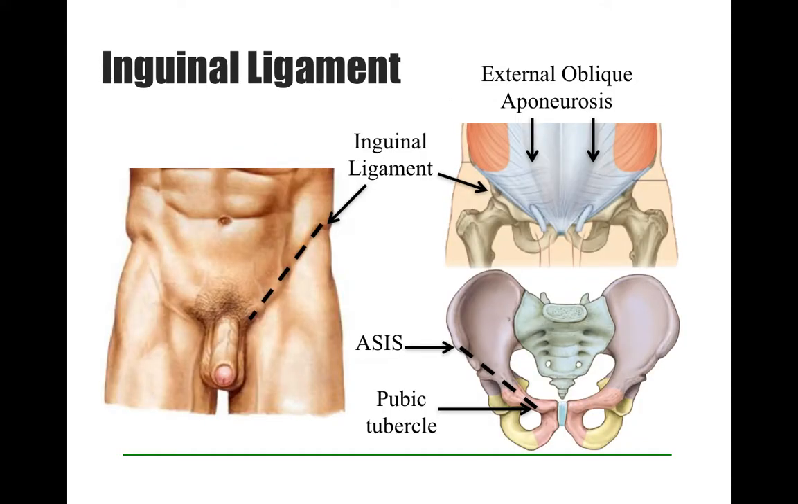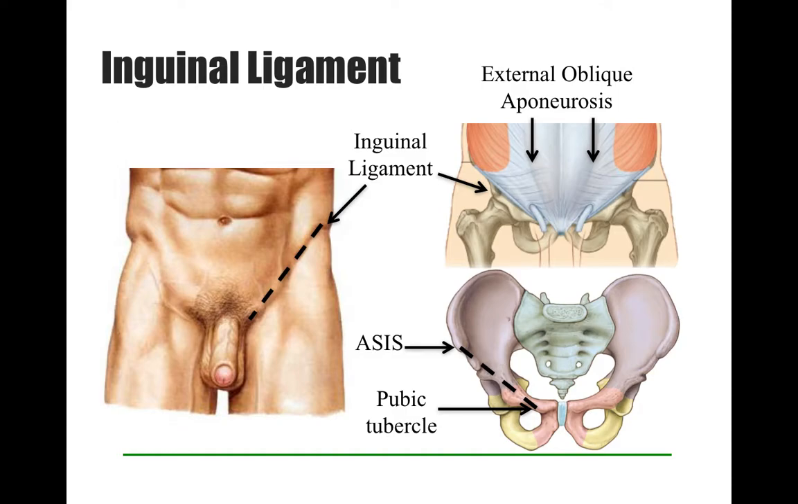All right. So now other structures associated with the anterior abdominal wall. Right here we have the inguinal ligament. Okay. The inguinal ligament is going to span all the way from the pubic tubercle to the ASIS, and it's going to be the inferior border of the external oblique aponeurosis right here. So here you can see the external oblique aponeurosis, and here's where you can see its most inferior margin. That's going to help form that inguinal ligament right there. Okay.